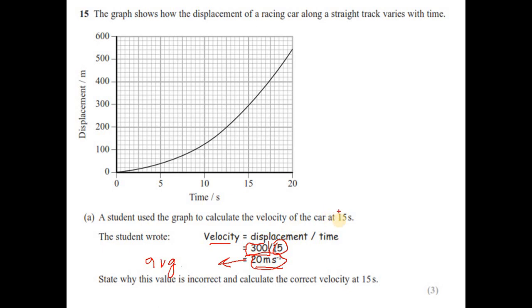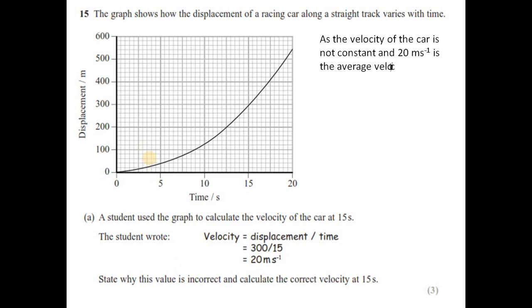So this is not just a velocity, this is average velocity. Instantaneous velocity at 15 seconds would be different than this, and calculate the correct value at 15 seconds. The correct value at 15 seconds can be determined after drawing the tangent at 15 seconds, and you know how to do that. Draw the tangent line and calculate the gradient of this line. It will give you the correct value. So that's how you would explain first that this is not the correct value. 20 meter per second is not the correct velocity, it is average velocity, and of course it's not a constant.